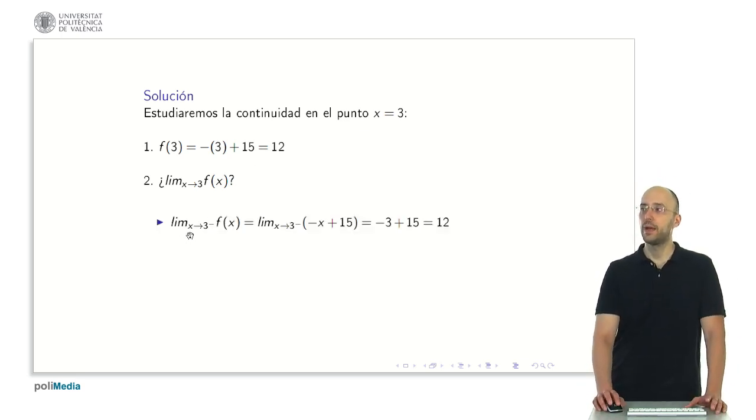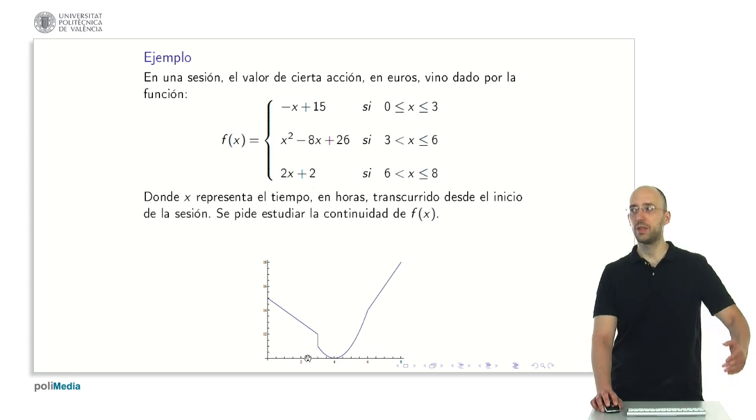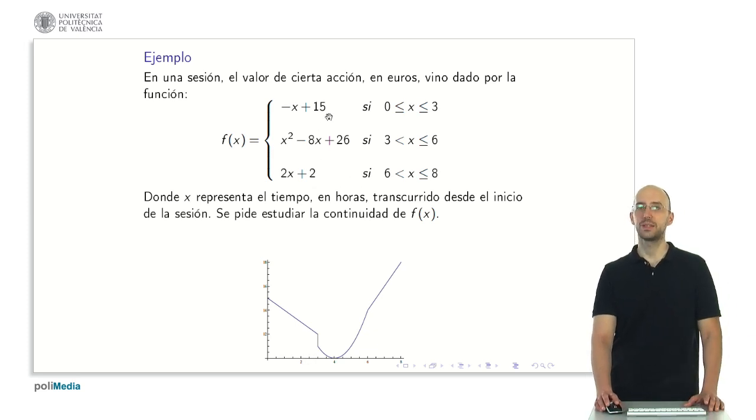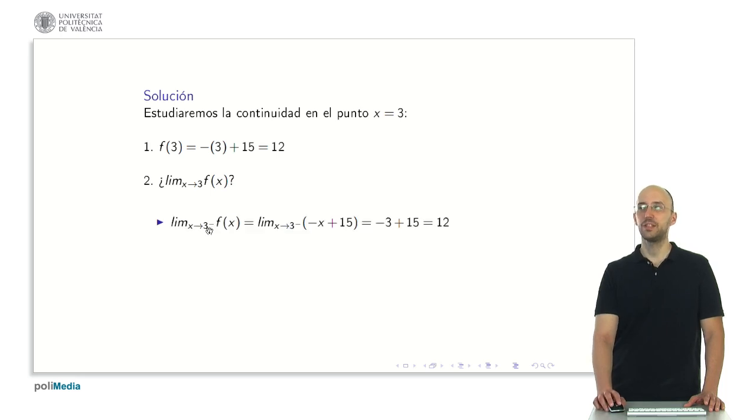We are going to start calculating the limit when x tends to 3 from the left side of the function. But what does it mean from the left? From the left, allow me to go a little back again. If this is the value 3 from the left, we are taking the function minus x plus 15. And from the right, we will take the other, x squared minus 8x plus 26. So, we calculate the limit when x tends to 3 from the left. I substitute the function f of x for the corresponding expression, which is defined before the 3, which is minus x plus 15. How do we calculate the limit? What we do is replace the value of 3 in this expression. And I get minus 3 plus 15, which is equal to 12.